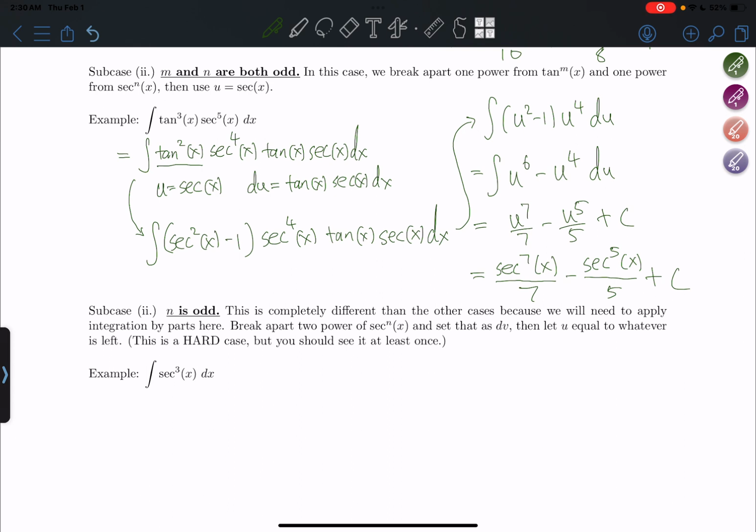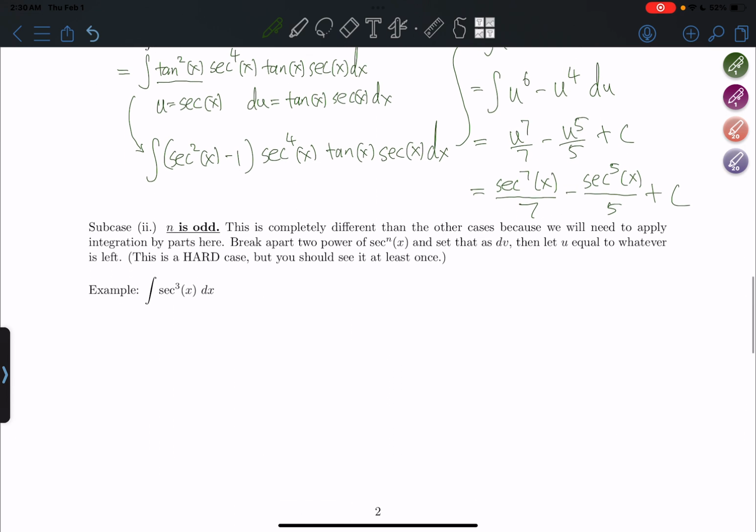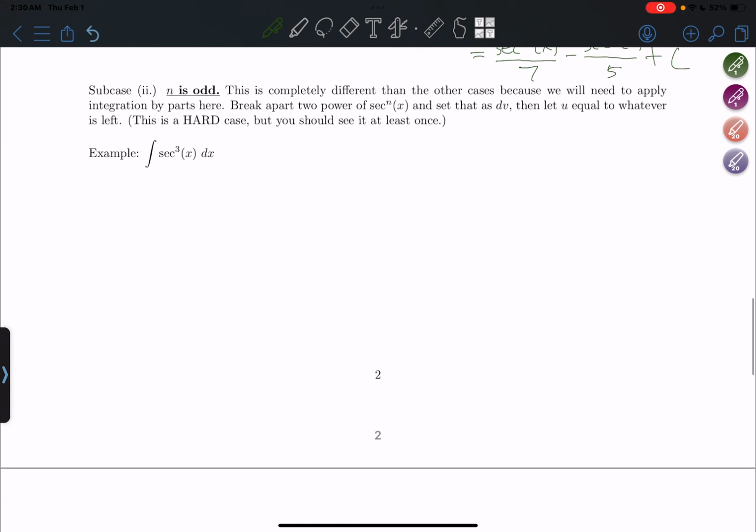Now, again, these two subcases are the simpler cases, and they're fairly easy to do as long as you remember these cases and how to handle them, like how to break off these pieces. The last case here is very challenging in general, or at least harder compared to all the other ones.